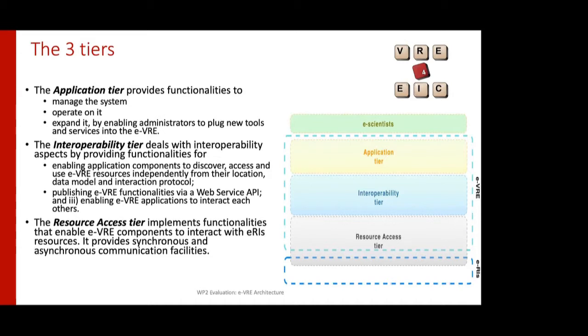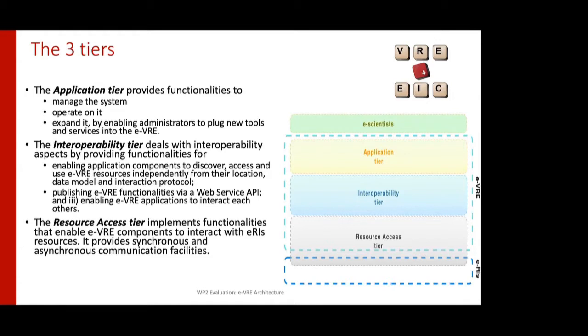And the middle part is the key tier, which we call the interoperability tier. That's the place where we have to handle all the diversity and all these different standards, catalogs, metadata, and all those things. It enables the application components first to discover what components and assets exist, how to access them, and how to put them together and integrate them.